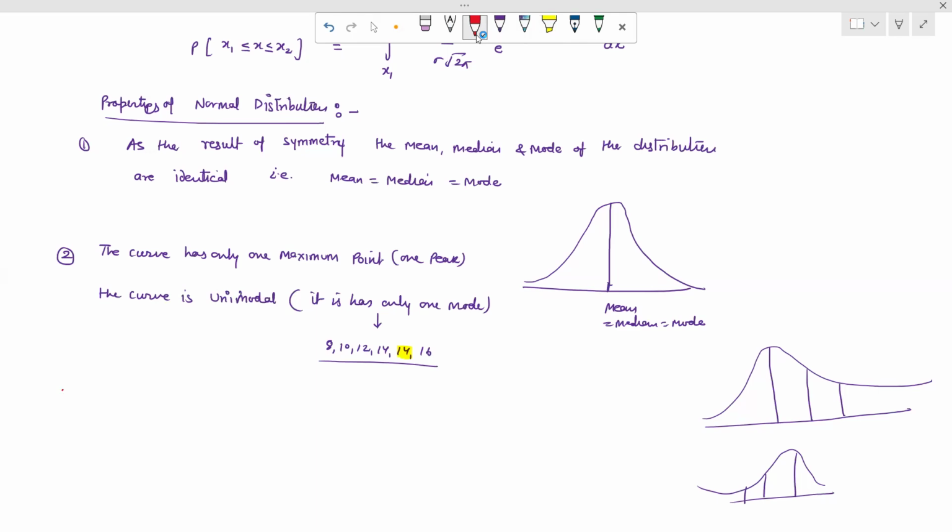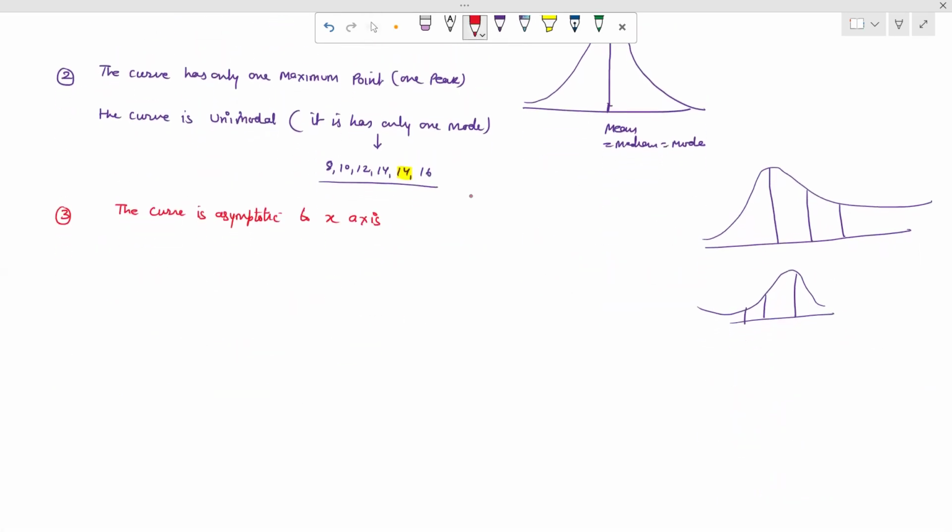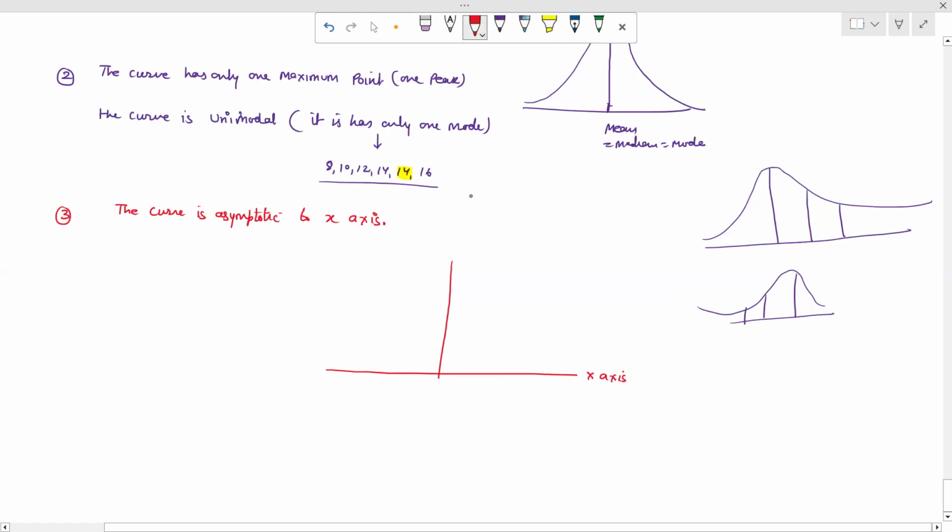Now, the third important property: the curve is asymptotic to the x-axis. So you know the definition. आपको पता होगा asymptote की definition क्या होती है. जैसे ये x-axis है. This is our x-axis. तो ये है asymptote. And now this is the curve.